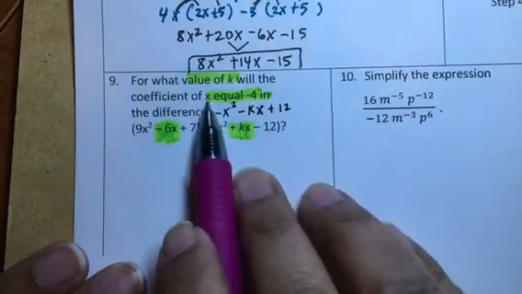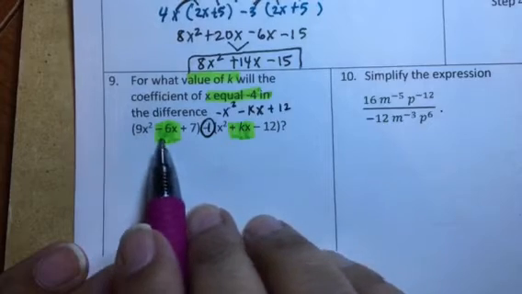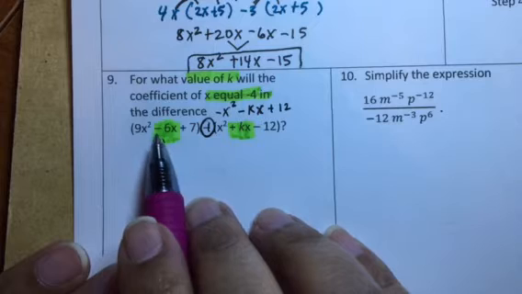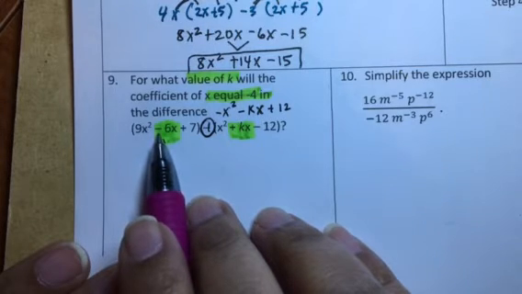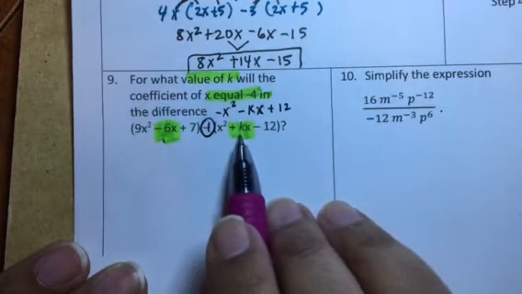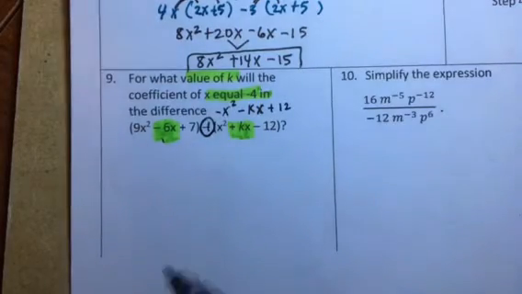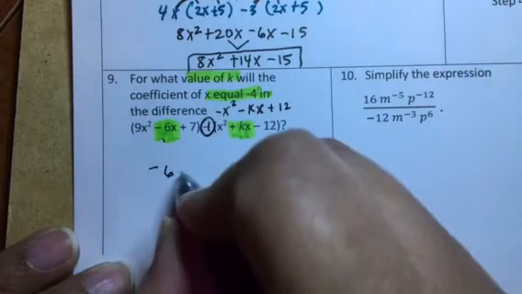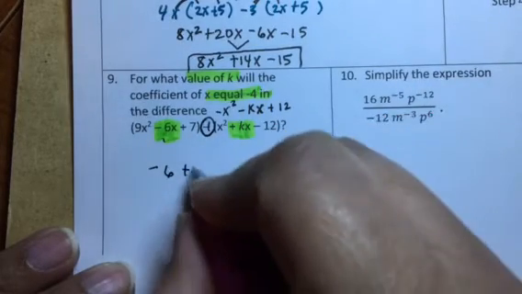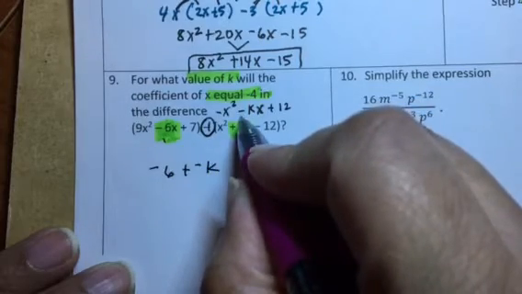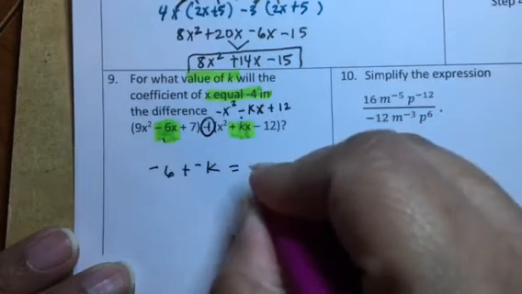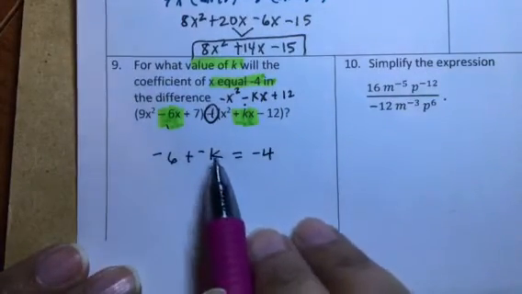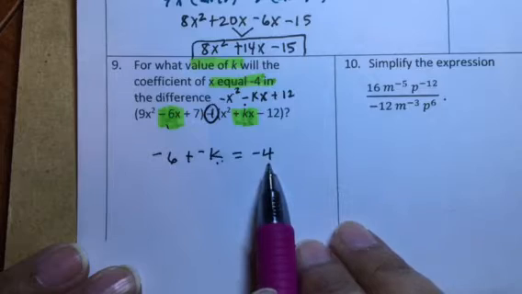Okay, so that still doesn't answer the question that we actually need. I want the x value, the coefficient. Remember, that's just the number in front of the variable. So in this case, they're asking if I take -6 and k, what's going to give me a -4? So we're going to say -6 plus -k, because k is negative right here, is going to equal -4. So we're having to figure out what number k has to be in order for it to be -4.